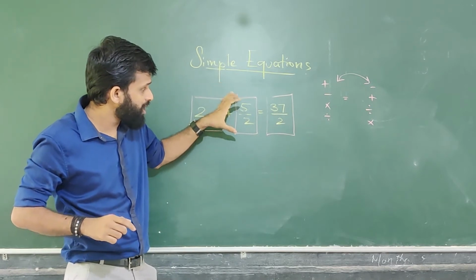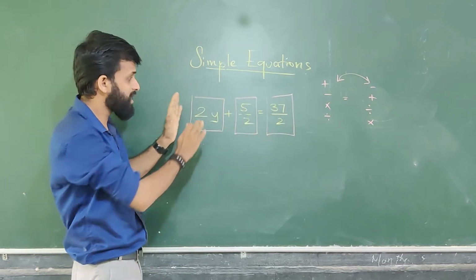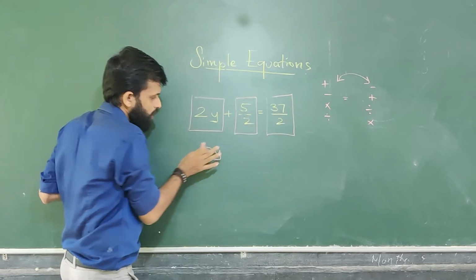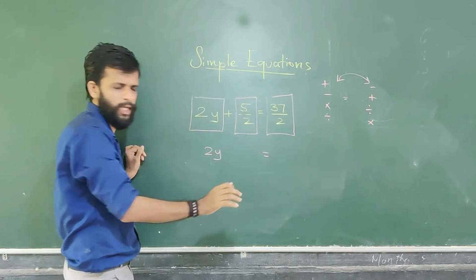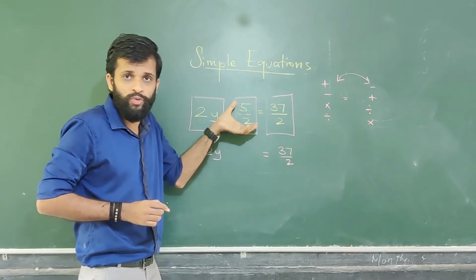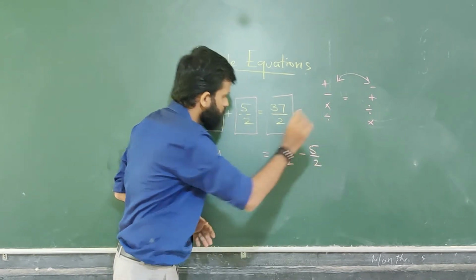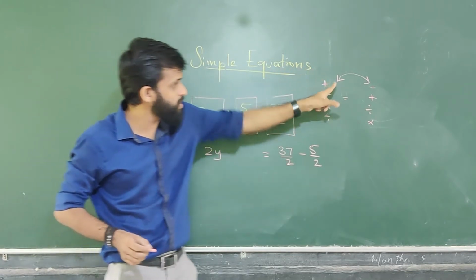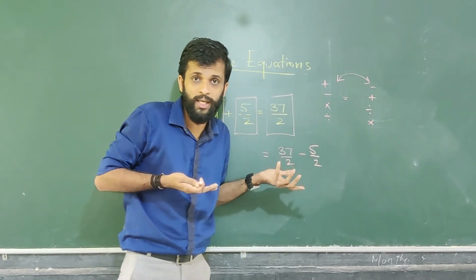So, first of all, let us send this plus 5 upon 2 to the other side. This picture will look like 2y is equal to 37 upon 2, and the 5 upon 2 on the left hand side, when I take it to the other side, becomes minus 5 upon 2. A positive number that goes to the other side of equal to becomes negative. I hope this is clear.